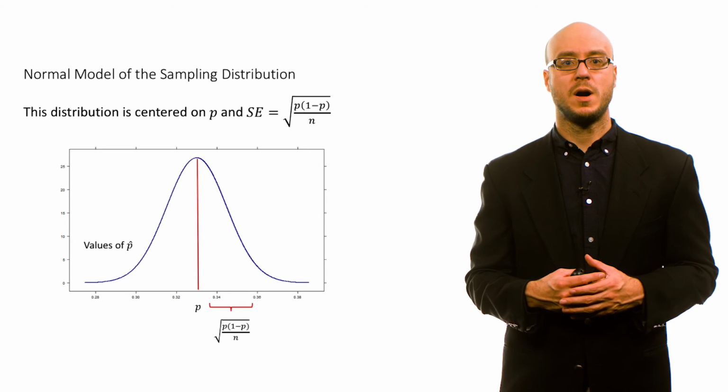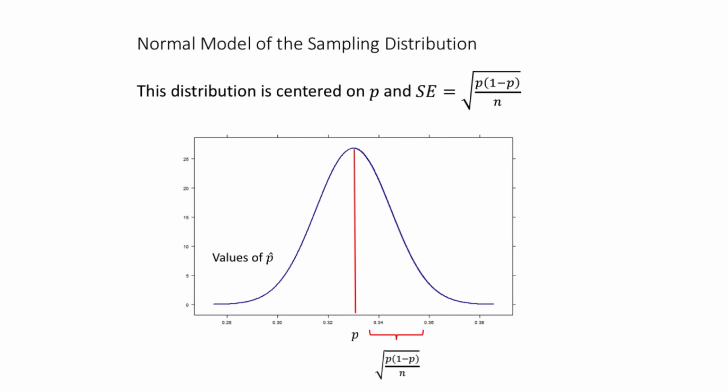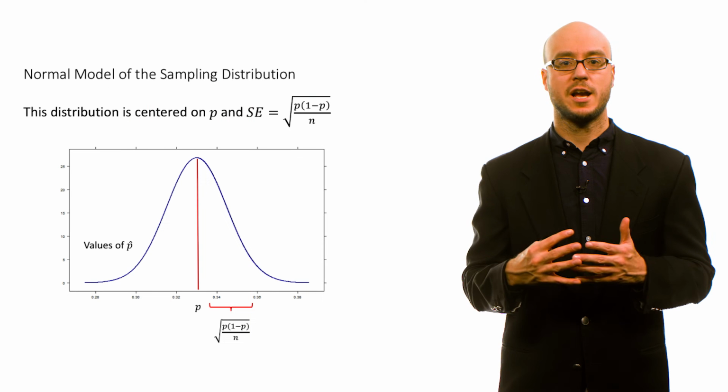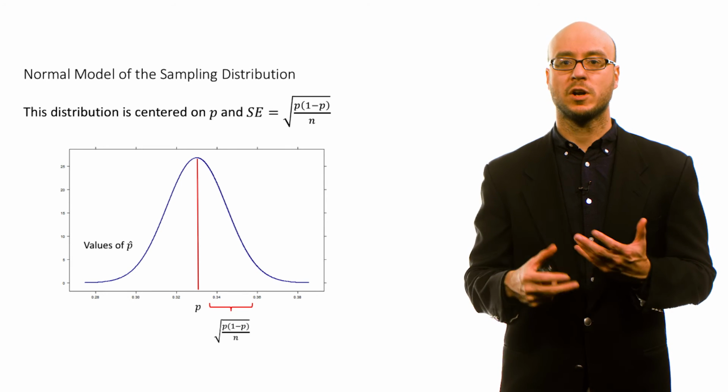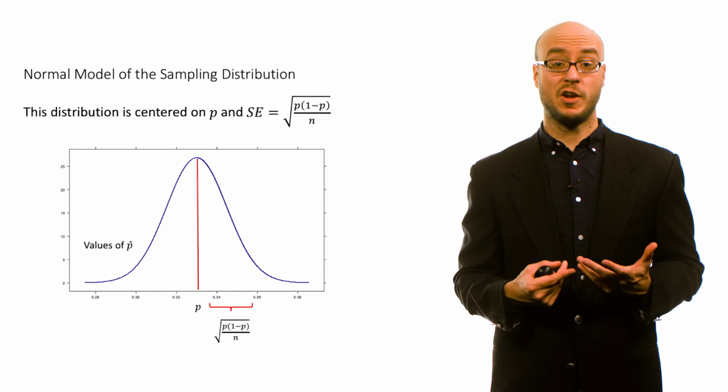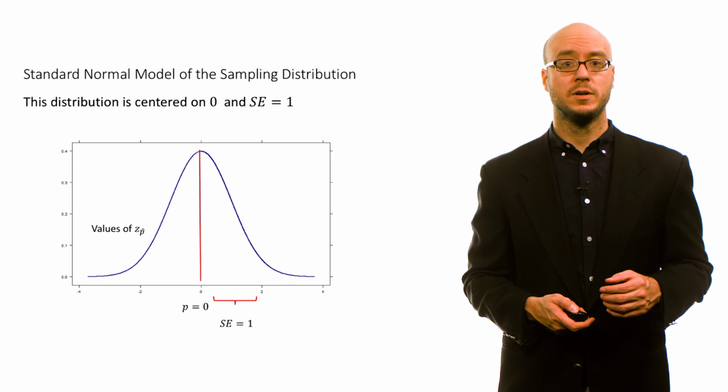So let's look at the normal model of the sampling distribution. You can see that we're using the normal model here. We're assuming the success-failure condition holds. You can see that it's symmetric and mound-shaped, and this normal model is centered on p, that population proportion. The standard error is given by p times 1 minus p divided by n, and then you take the square root of that. This is just like before, in the sense that we write out the standard error in a slightly different way because it's more convenient since we're working with proportions. But the standard error is really just sigma divided by the square root of n.